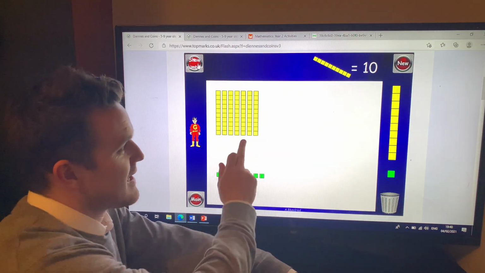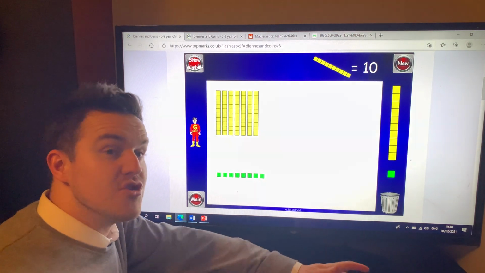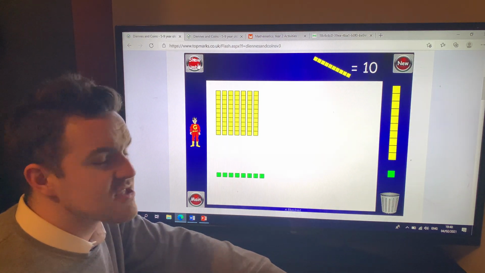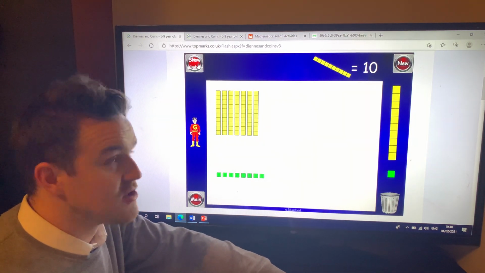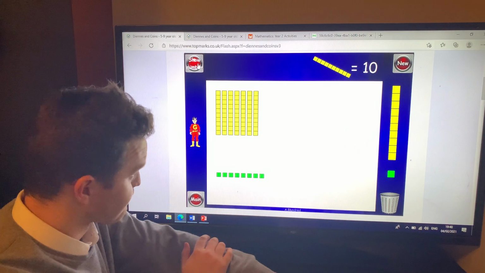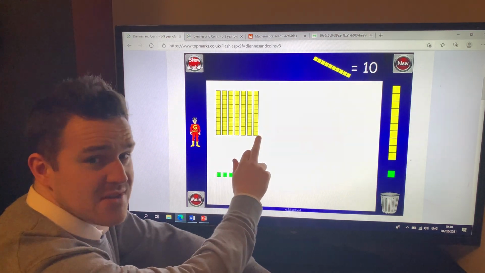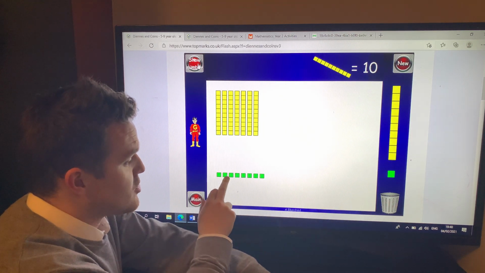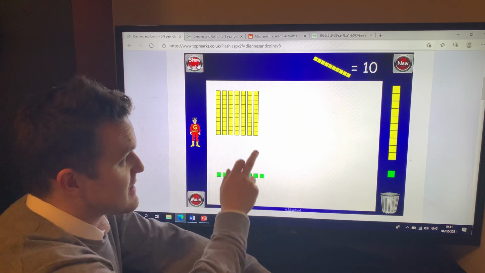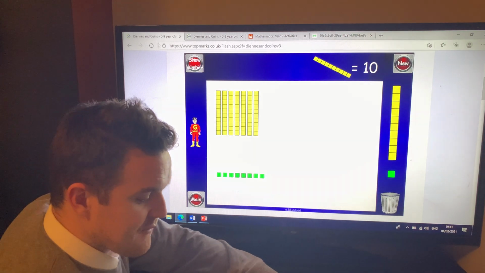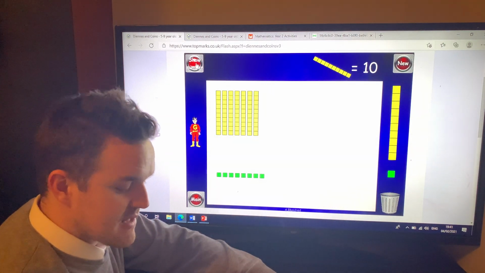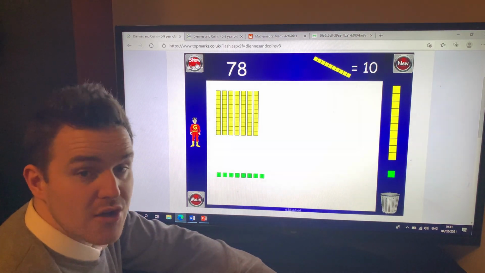So I've got some tens here, and I've got some ones, or some units, that can be called both. Let's count up together our tens first and then our ones and see how much we have all together. 10, 20, 30, 40, 50, 60, 70. So I've got 7 tens. 70. 1, 2, 3, 4, 5, 6, 7, 8. 78. 7 tens and 8 units, or 7 tens and 8 ones. Yes, we've counted it correctly.